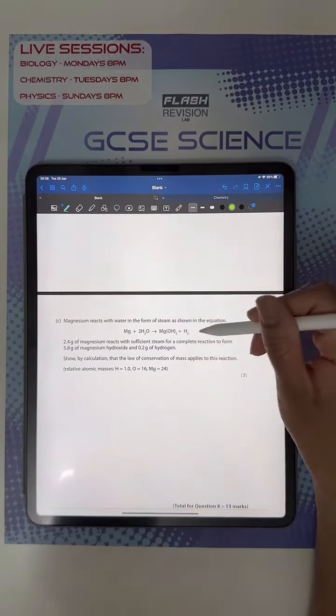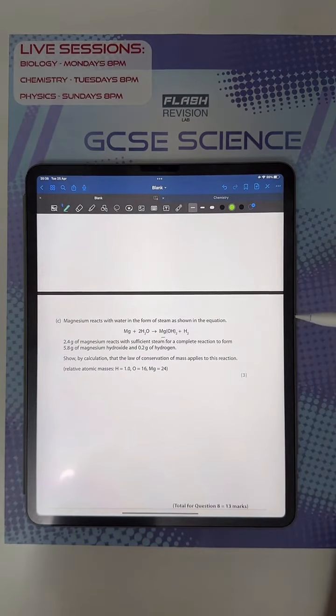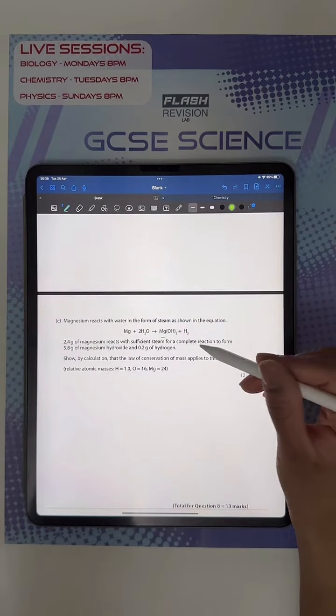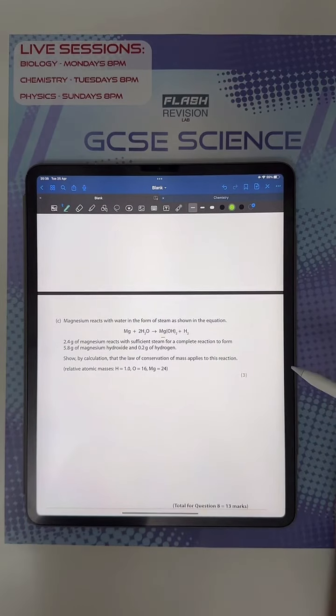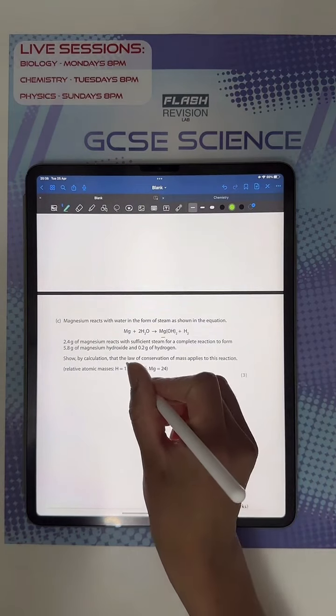Right, we have another reaction. Magnesium plus 2H2O forms magnesium hydroxide plus H2. 2.4 grams of magnesium reacts with sufficient steam for a complete reaction to form 5.8 grams of magnesium hydroxide and 0.2 grams of hydrogen. A lot of writing, it'll throw people off. Show by calculation that the law of conservation of mass applies.